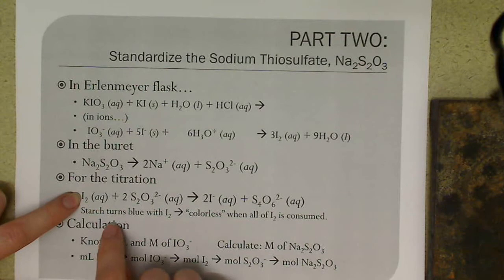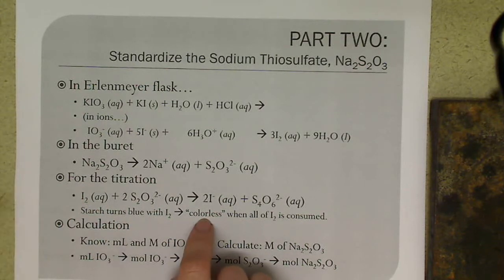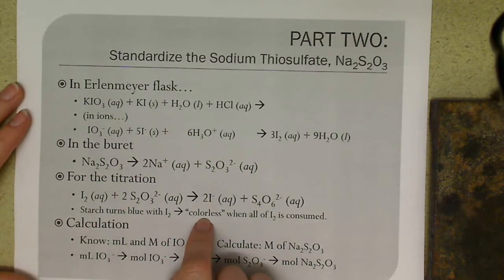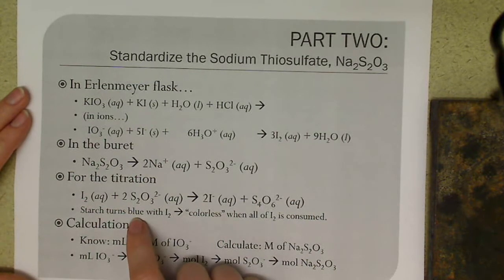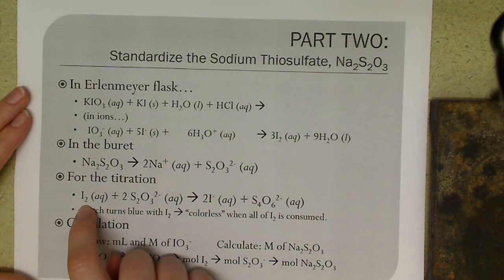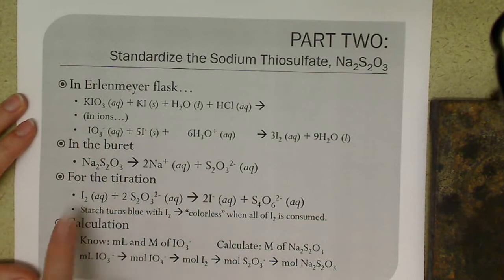Then the solution should turn colorless. It doesn't usually. White is ideal, but usually we've been seeing kind of a yellowish tint to the solution. But once this blueness goes away, that means that this is gone. So we have come to the end point of our titration.